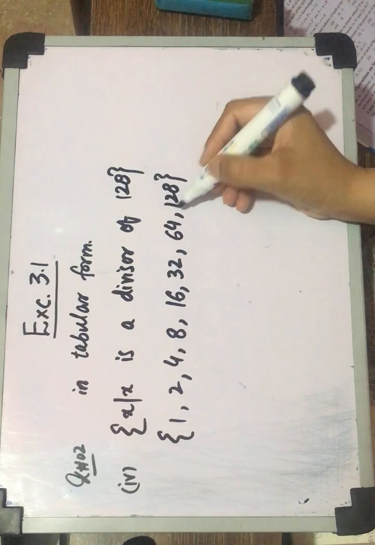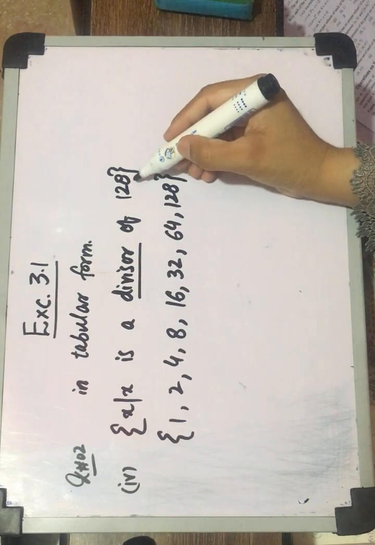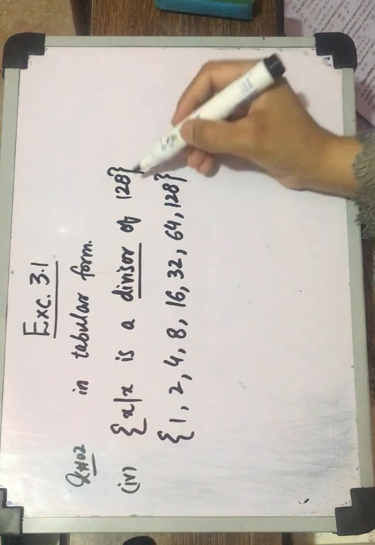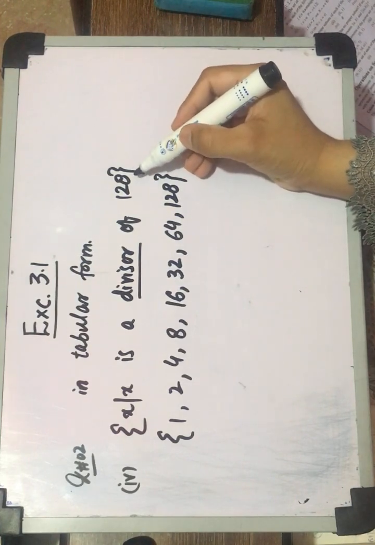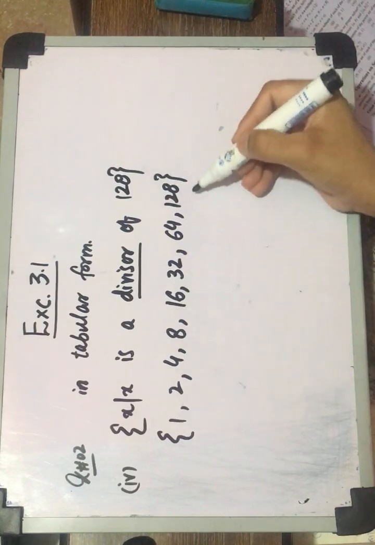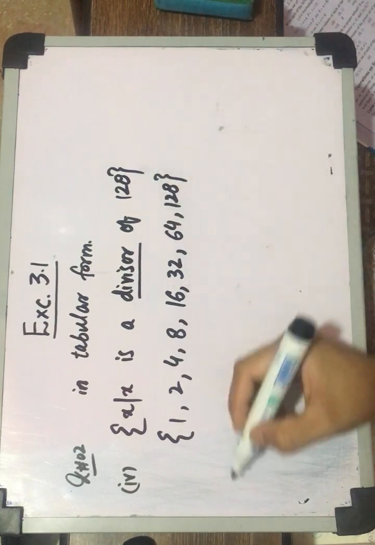What do you mean by divisor? Divisor means all those elements which are completely divisible by 128. Means whenever any number from this set is divided by 128, the remainder will be 0. So these all are the elements which are the divisors of 128.